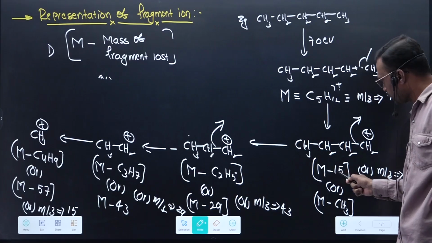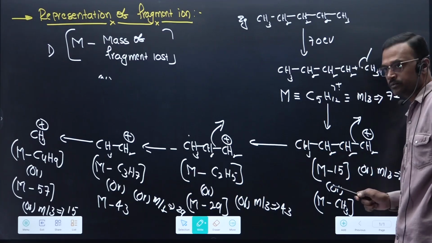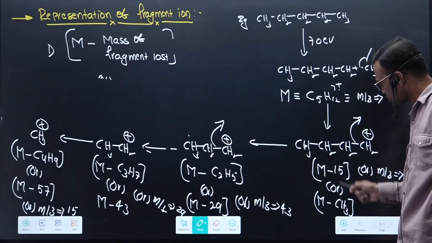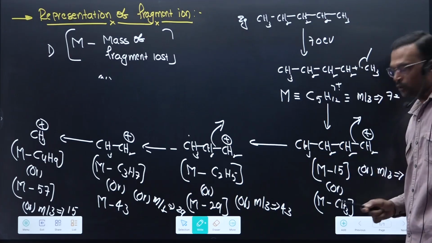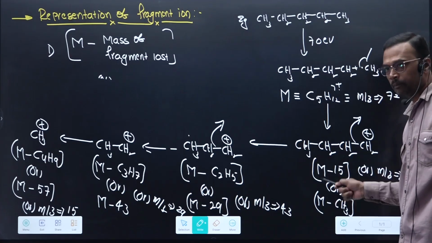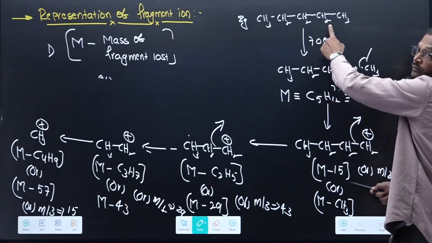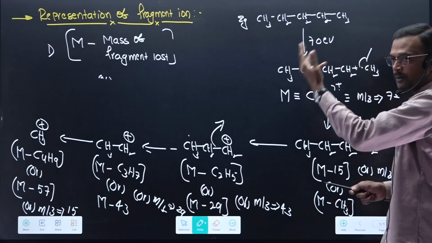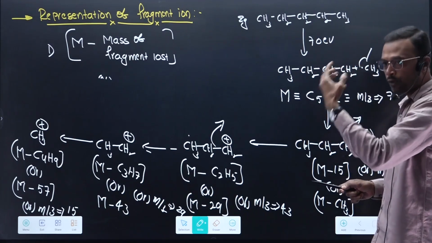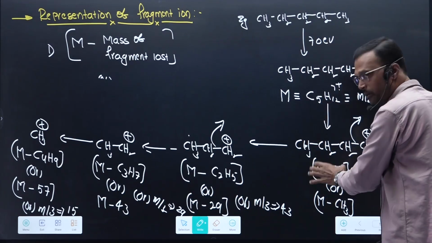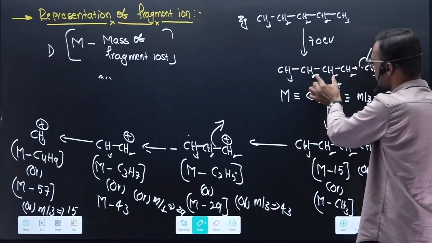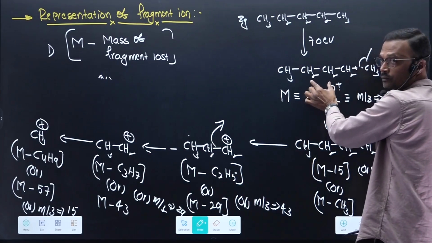From the molecular ion, if I remove 15, you will get this. From the molecular ion, if I remove CH3, you will get this. That is the meaning. Who is the molecular ion here? M. M is not this one. Remember, if you represent any fragment using closed brackets with M, this M indicates this one only. Clear?